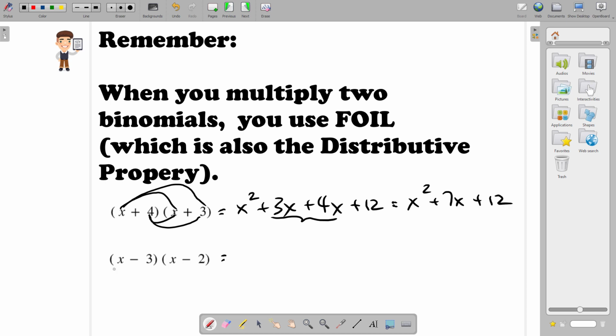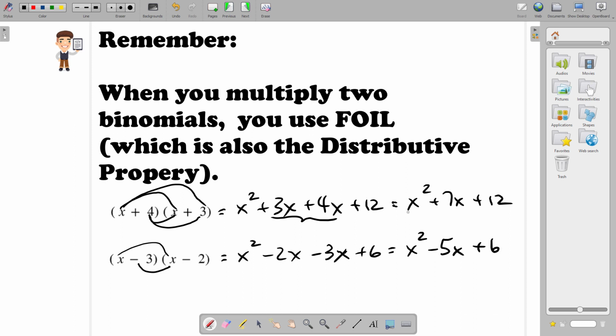When we multiplied x minus 3 times x minus 2, we multiplied the x times x and got x squared. X times negative 2 was negative 2x. Negative 3 times x was negative 3x. And negative 3 times negative 2 was positive 6. Combining like terms, we get x squared minus 5x plus 6.